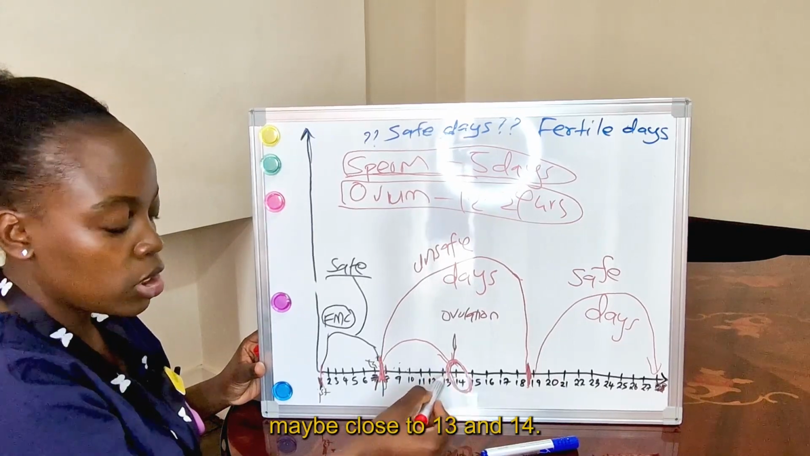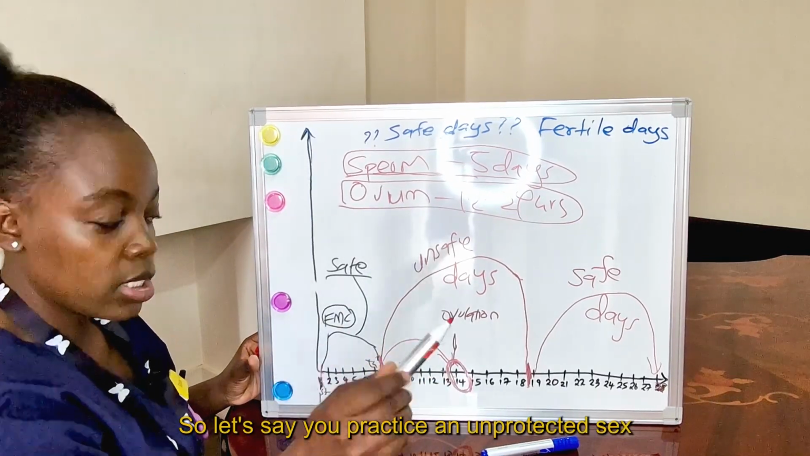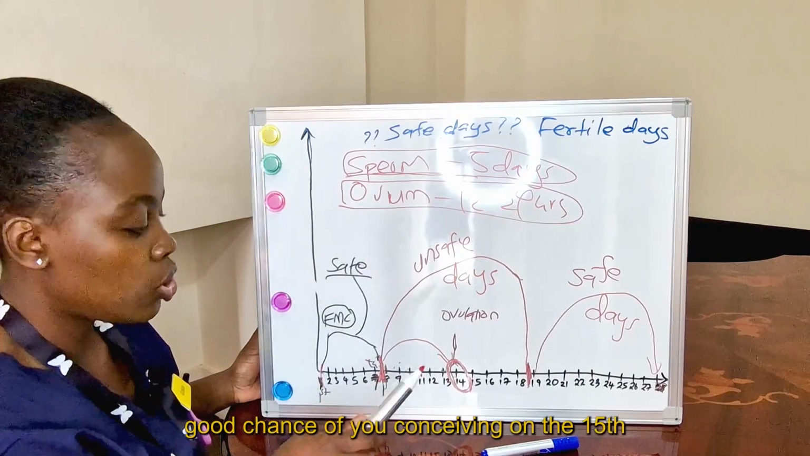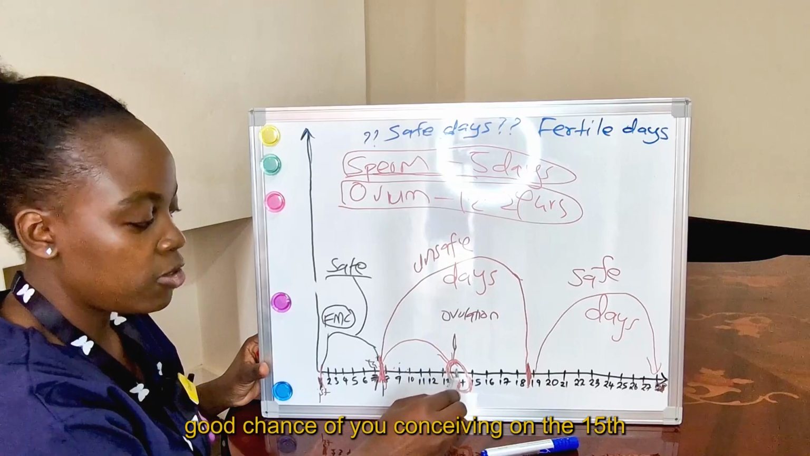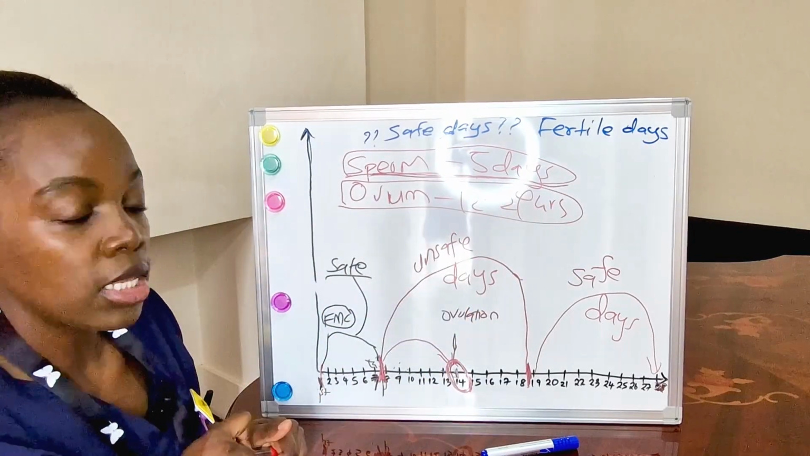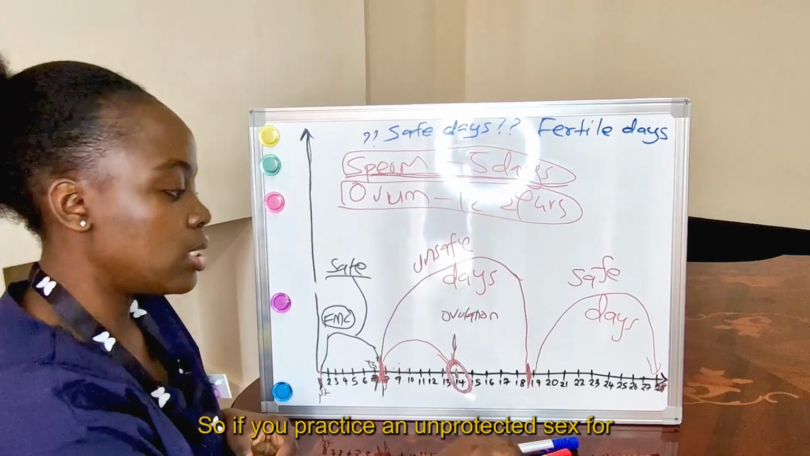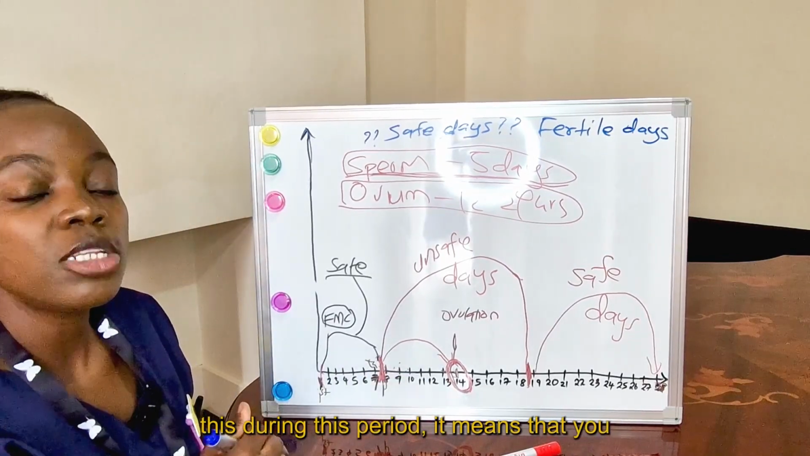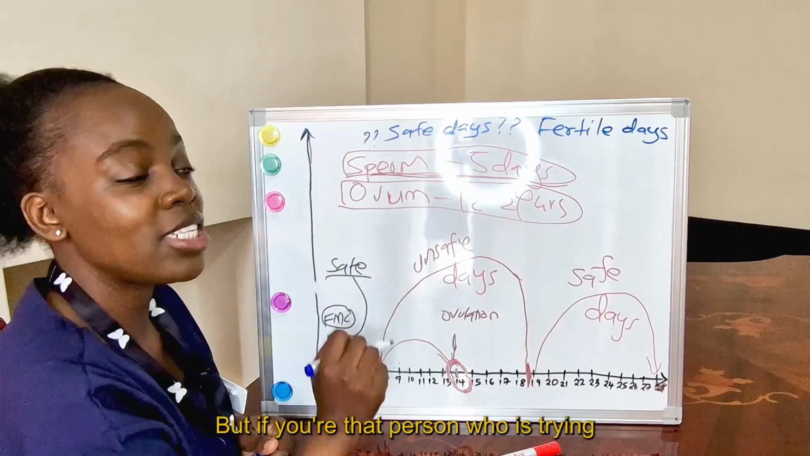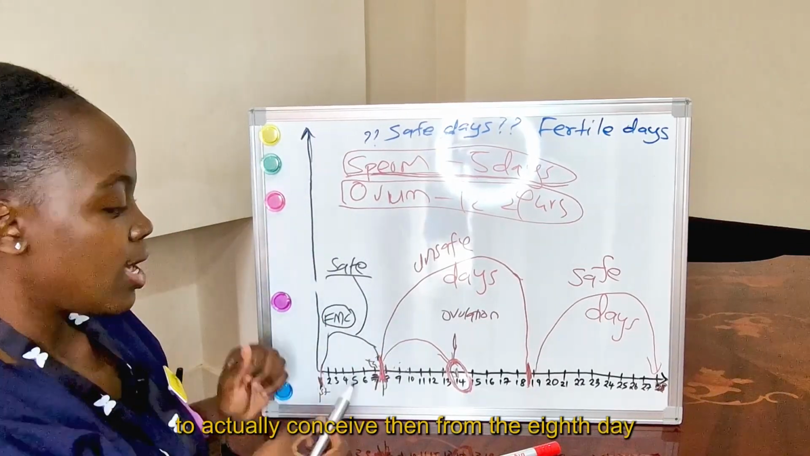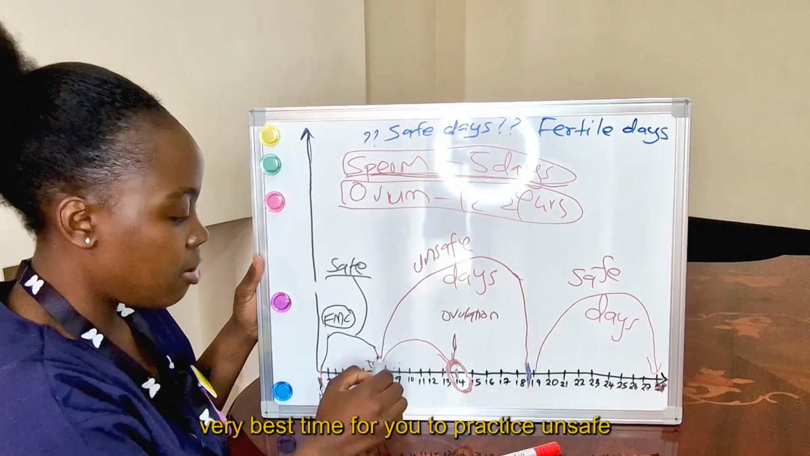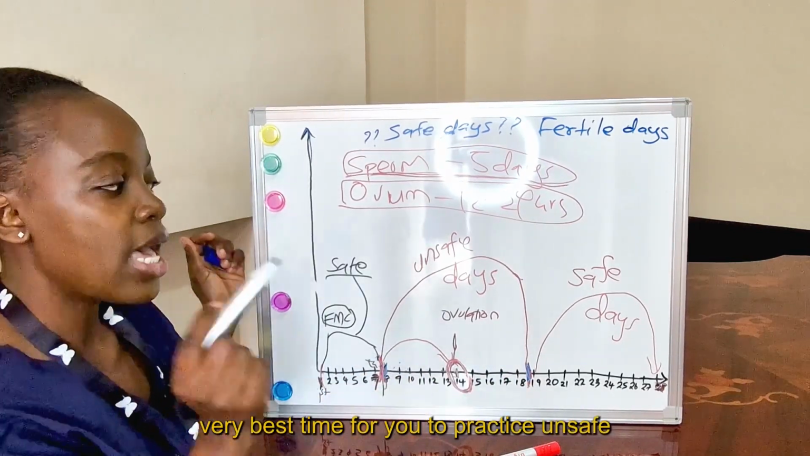So let's say you practice unprotected sex on the 18th. This means you might have a very good chance of conceiving on the 15th, because the normal period for a sperm to survive is up to 5 days. So if you practice unprotected sex during this period, you are not safe and you might conceive. But if you're trying to conceive, then from the 8th day towards the 19th day is the very, very best time to practice unprotected sex.